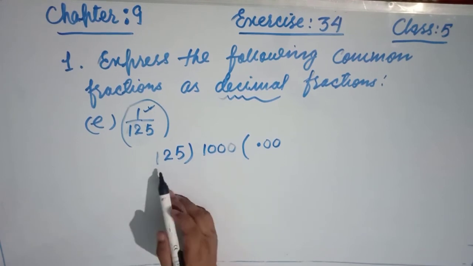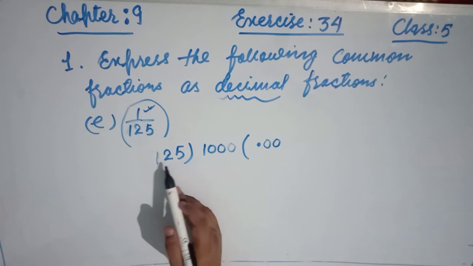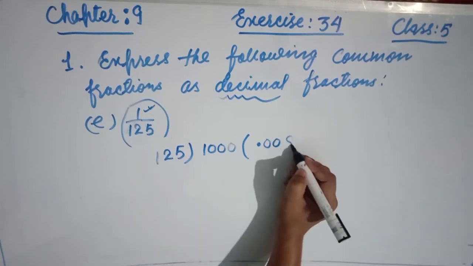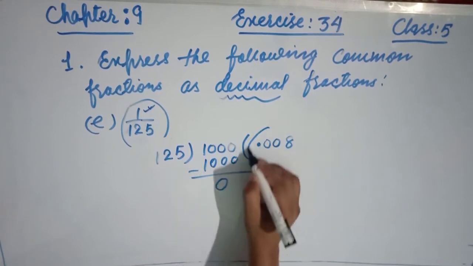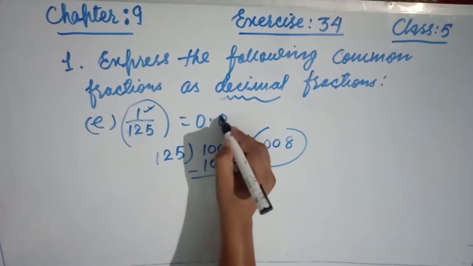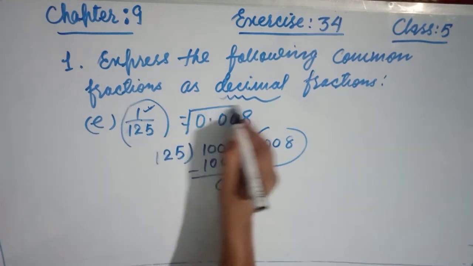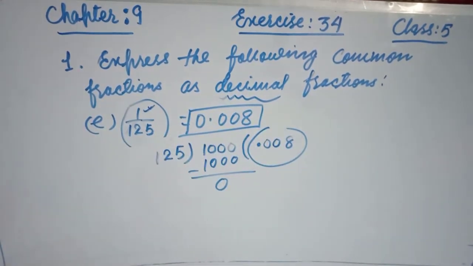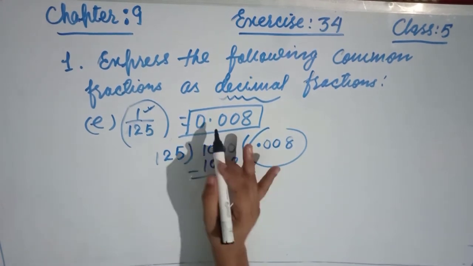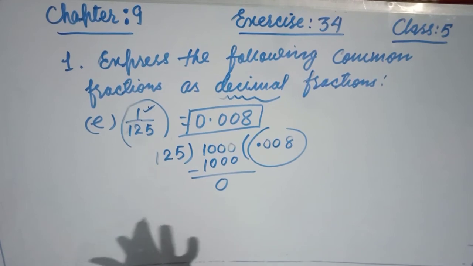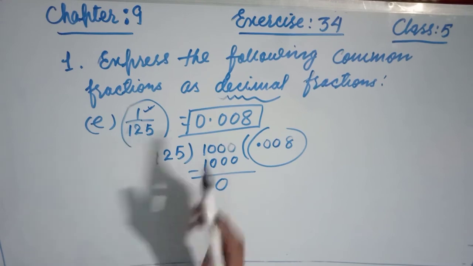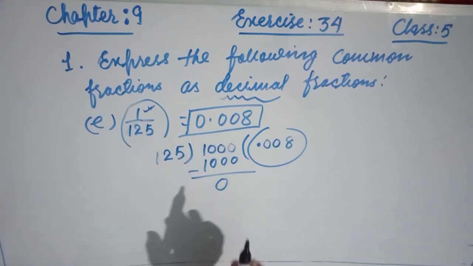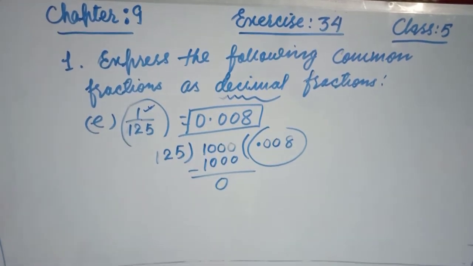Now read the table of 125. 125 is how many times? 8 times. If you multiply 8 times, you will get 1000. So friends, your answer is 0.008. I hope you got it. Now see friends, this 0.008 is nothing but a decimal fraction, this is an example of a decimal fraction. Okay, now we have already changed this 1 by 125 into the decimal fraction 0.008. So this is the solution. Now see the next one.